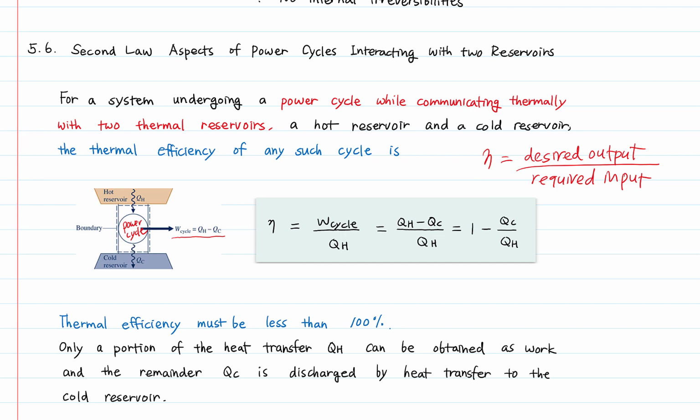As shown in the schematic diagram, the heat input is QH. The work output is the difference between the heat transfer in and heat transfer out, QH minus QC. QC is always greater than zero, so QH is always greater than the work, and the thermal efficiency of a power cycle is always less than 1.